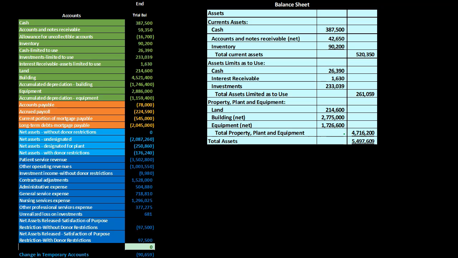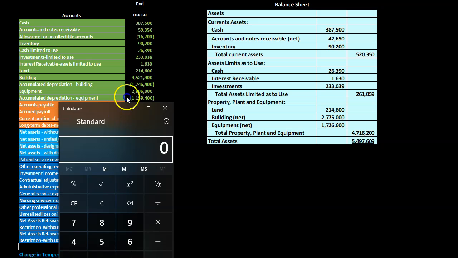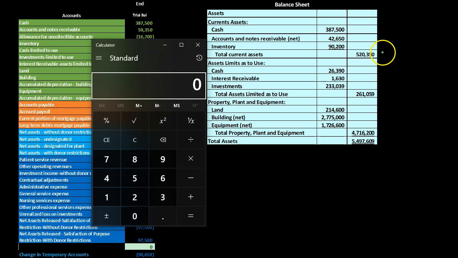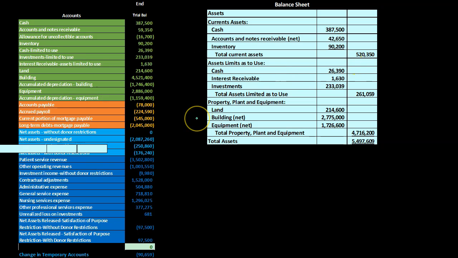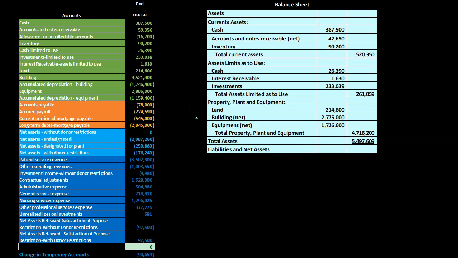Then we're going to go to the total assets. Total assets will be summing up the outer column. The three categories, we're in the outer column now, so that includes the 520,350, the 261,059, and the 4,716,200 for the 5,497,609. Then we're going to move on to the second component, which is going to be the liabilities and net assets, similar to liabilities and equity. The sum of this second component should be adding up to the same 5,497,609. We will then have the current liabilities.